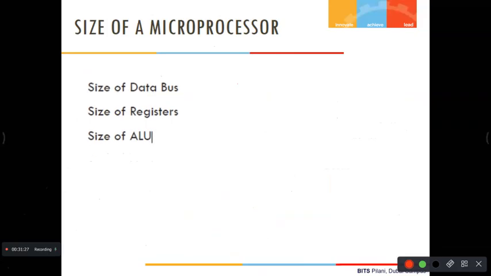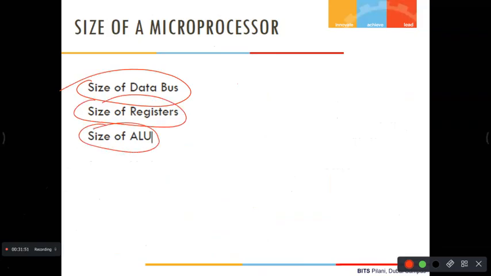Now, as I told you, how do you decide the size of the microprocessor? A microprocessor can be called 32-bit, 16-bit or 8-bit. What decides whether a microprocessor is 16-bit, 32-bit or 64-bit? I told you: size of the data bus, size of the register, size of the ALU. Suppose the size of the ALU is 16-bit, that microprocessor is called a 16-bit microprocessor. Suppose the data bus is 32-bit, then that microprocessor is called 32-bit. A mixture is not possible. A microprocessor cannot have a 16-bit ALU and a 32-bit data bus. Why? Not required, right? So all these sizes can tell you the microprocessor's bit size.